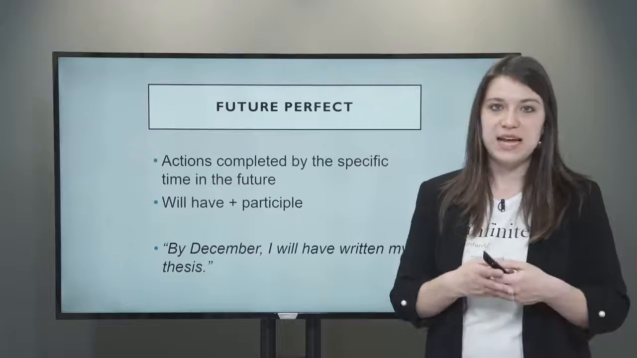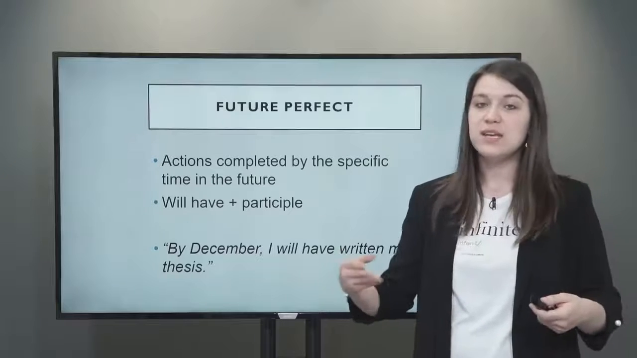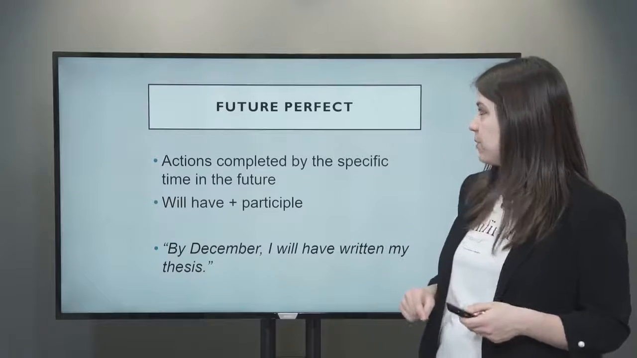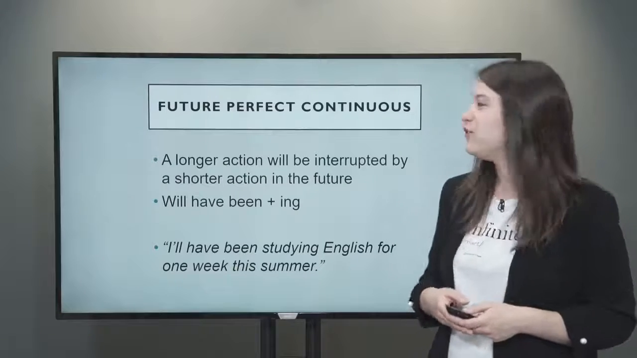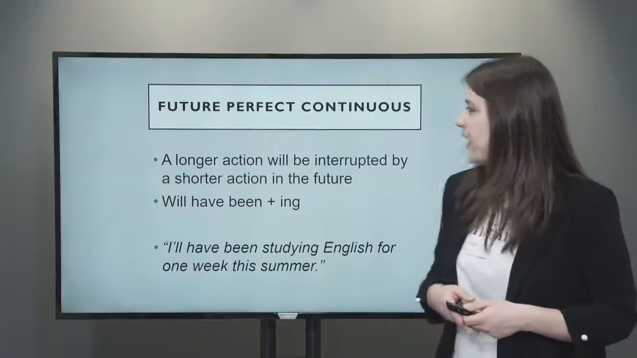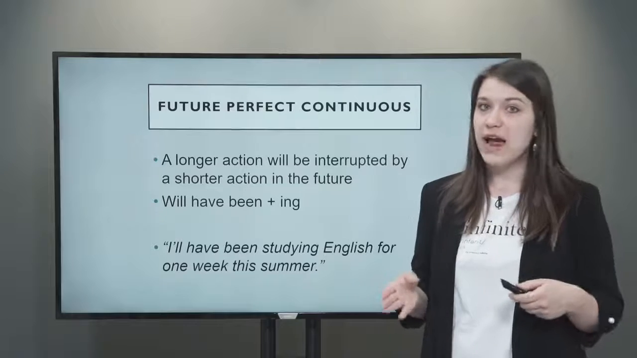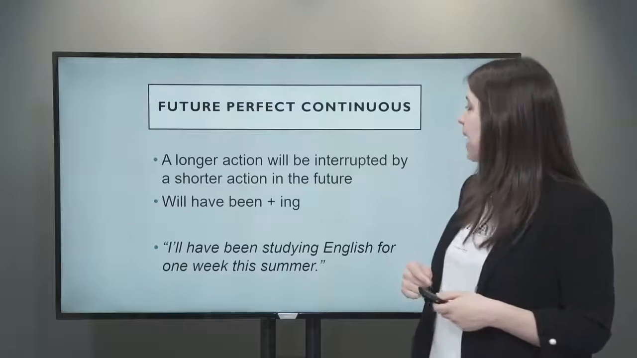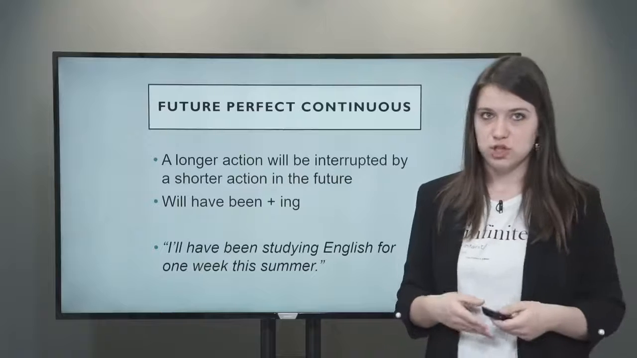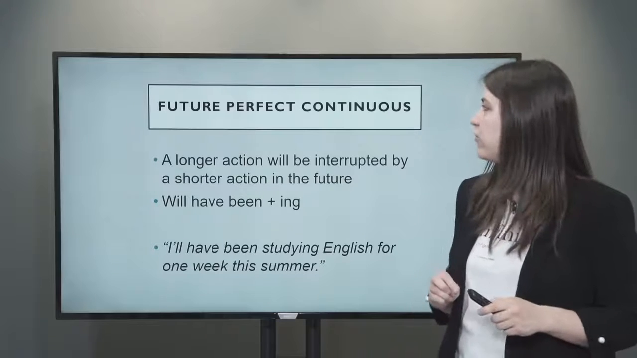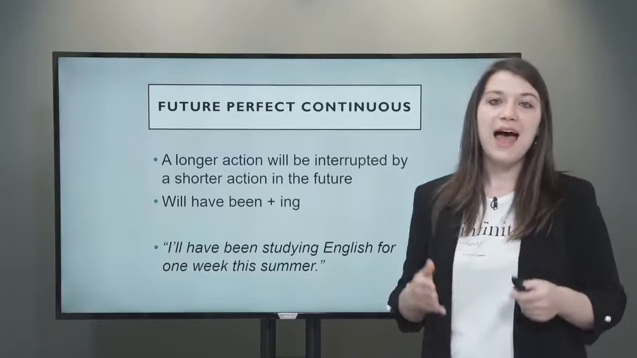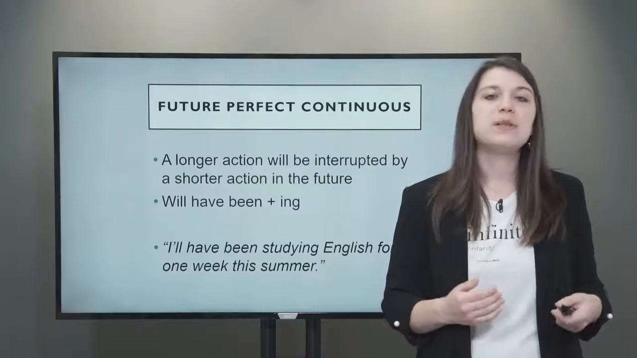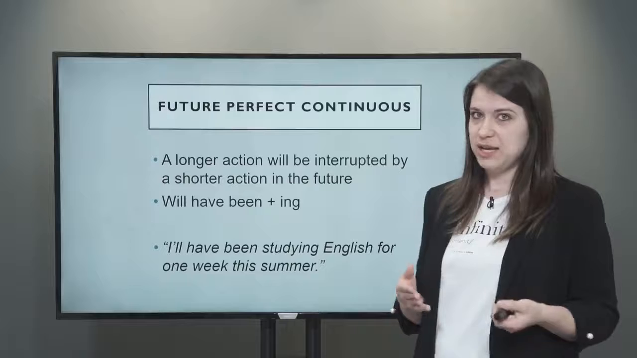So this means that it will be finished in the future, specifically in December, okay? And our last tense, the future perfect continuous, okay? So this is a longer action interrupted by a shorter action in the future, okay? So we form the future perfect continuous with will have been plus the verb with ing.